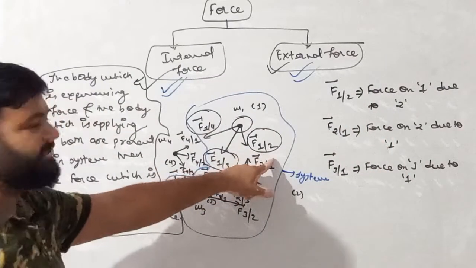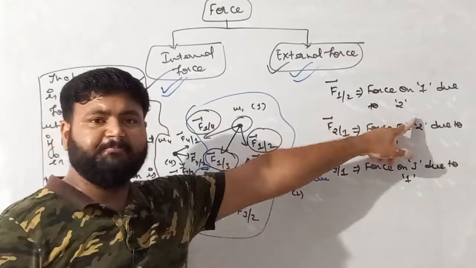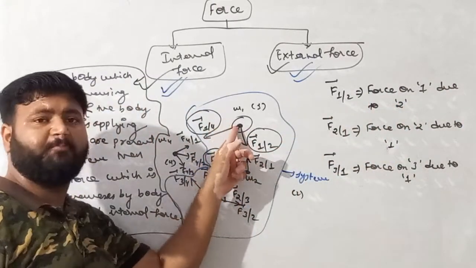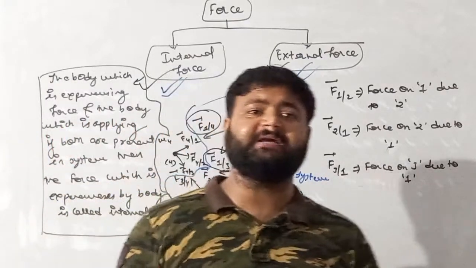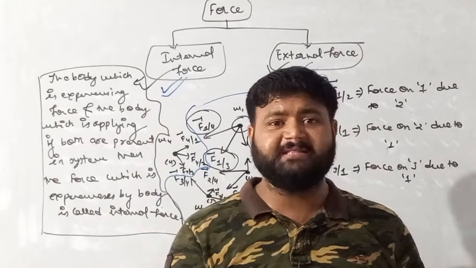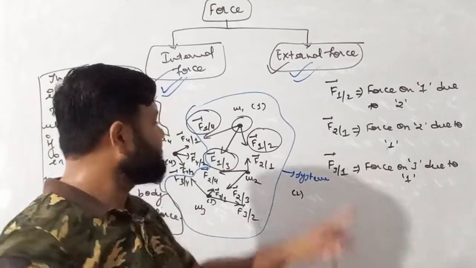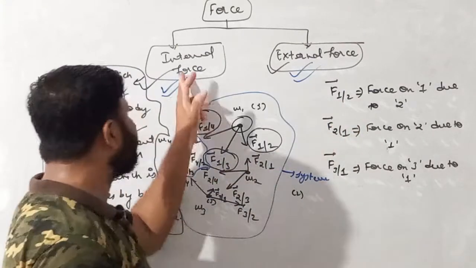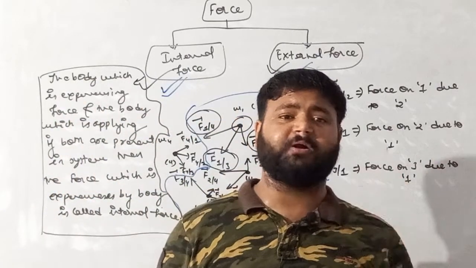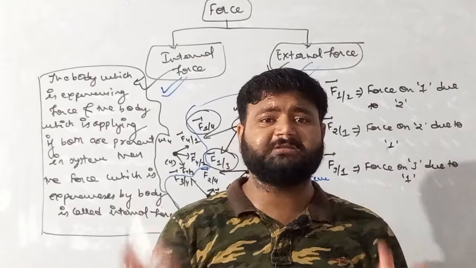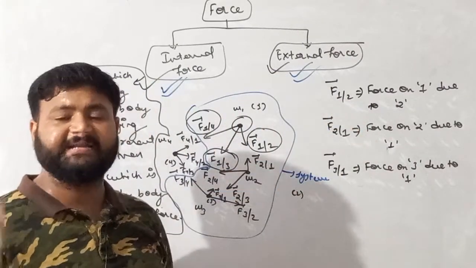See, actually F12, that is force on 1 due to 2. What it implies? It implies the force is acting on body 1 and applied by body 2. So the body which is experiencing force is present in system, and that body which is applying the force is also the part of system. So this F12 is considered to be internal force, because both are present in our system.